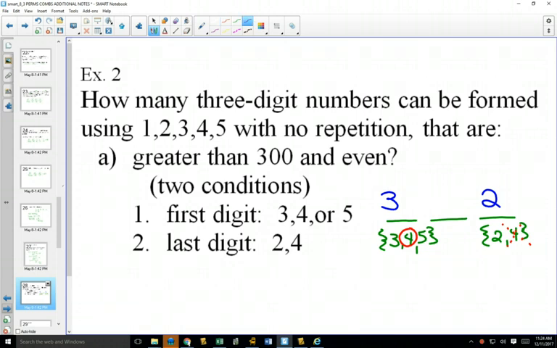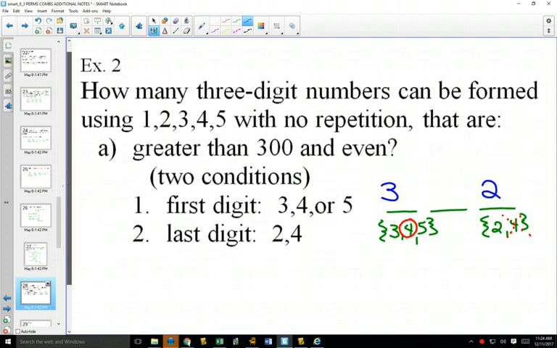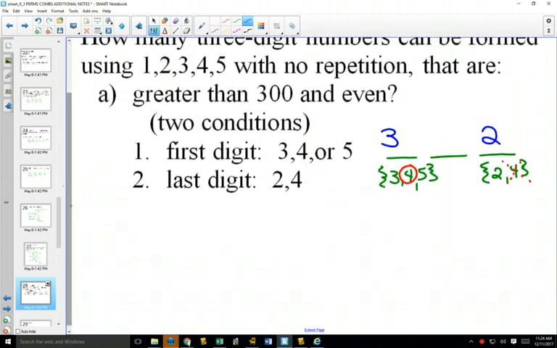So when we have 2 conditions or 2 restrictions and those restrictions overlap, then we have to break it up into cases. And we break it up into cases so that our restrictions don't overlap. And often there's more than one way to do that. So here's one example.